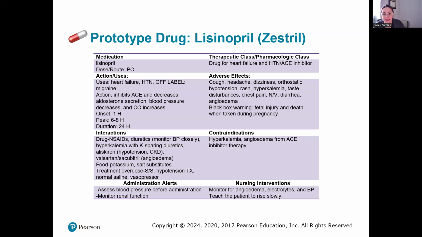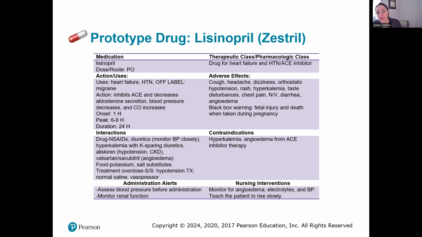We want to avoid NSAIDs and diuretics because of the blood pressure. Hyperkalemia with potassium-sparing diuretics. Aliskiren, valsartan, and sacubitril. Valsartan-sacubitril is Entresto. It's a newer drug. It's like a combo ARB and ARNI. It's in your book. I would definitely look it up and just be familiar with it. It's also in your drug cabinet. But the reason you don't take that with ACE inhibitors is because you can actually increase the risk of angioedema.